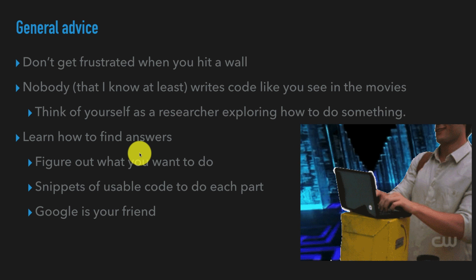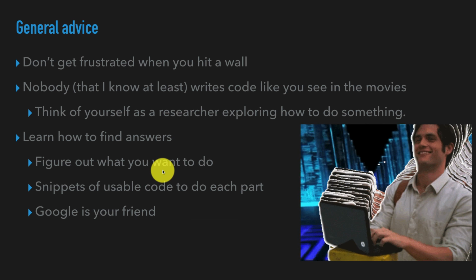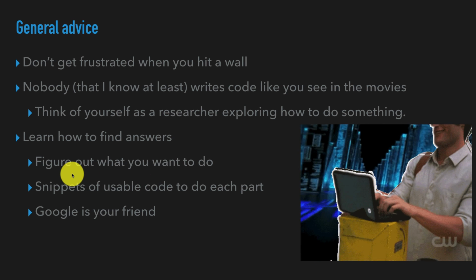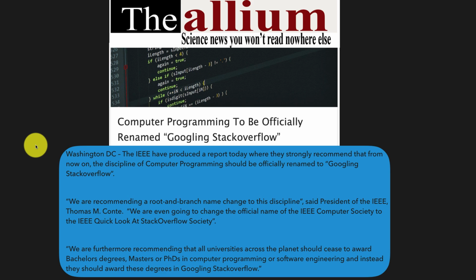So that's kind of the expectation of skills for you guys to develop in this class. And I'm not the only one that views it that way. If anyone's familiar with The Onion, well, there's a scientific version called the Allium. Allium is the genus for onion. And so they are always kind of putting out funny things about how computer programming is going to be officially renamed Googling Stack Overflow, which, as you remember from the syllabus, is something I suggested you do, because even computer scientists do it.